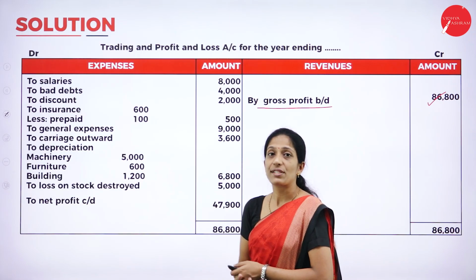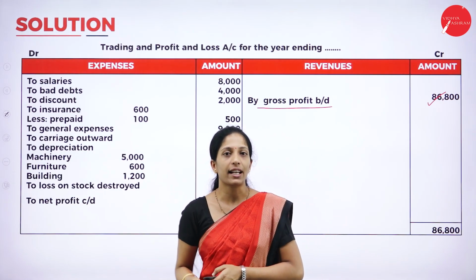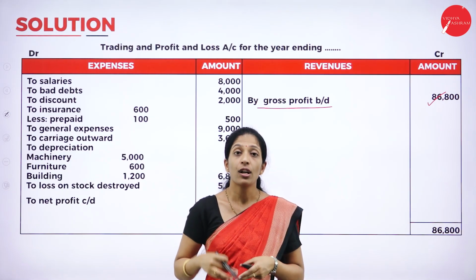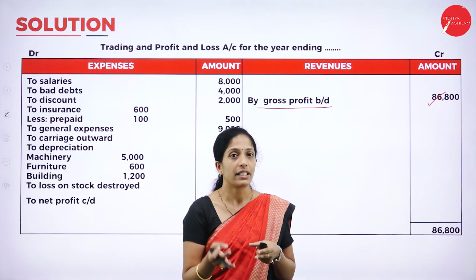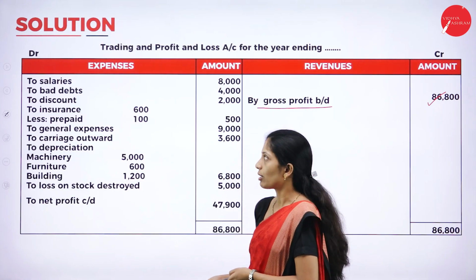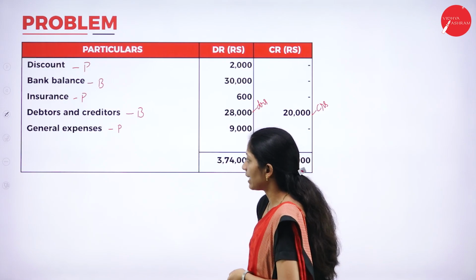Now, coming to the debit side, you will write all the indirect expenses. Direct expenses, everything goes to trading account. All the indirect expenses and indirect income, we have to record in the debit side of profit and loss account. So, we shall start with salaries.